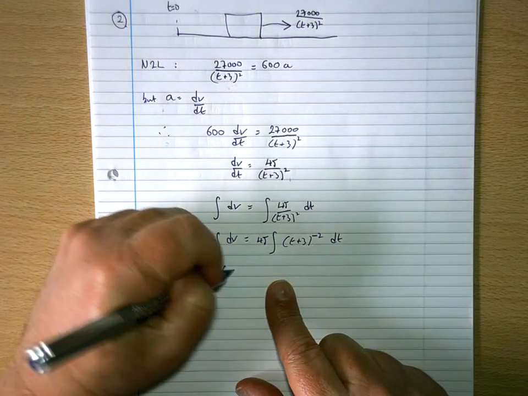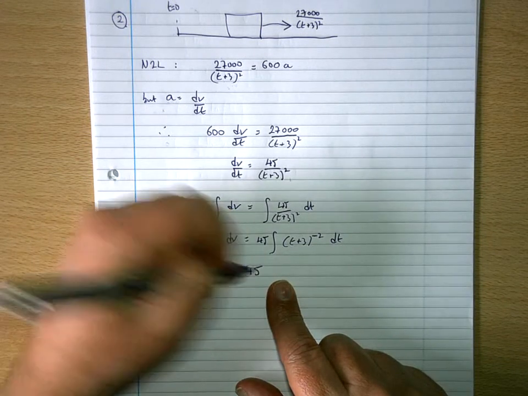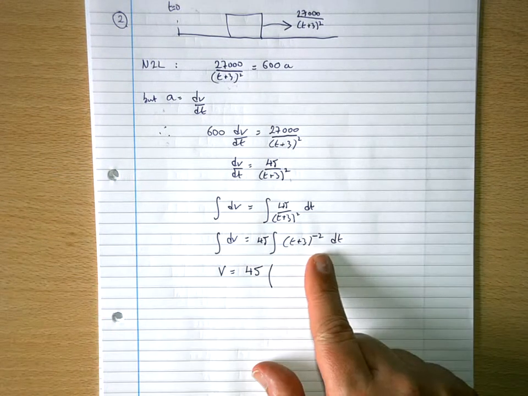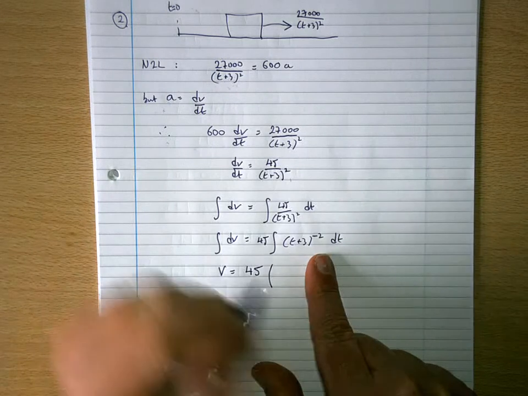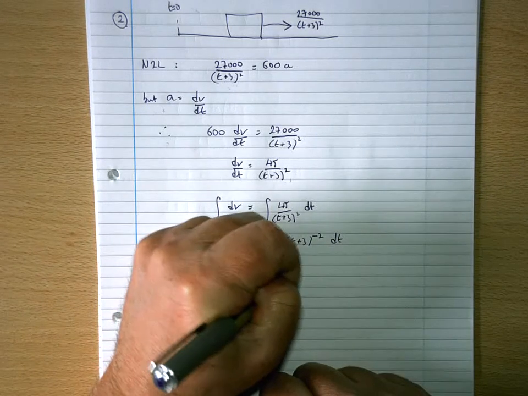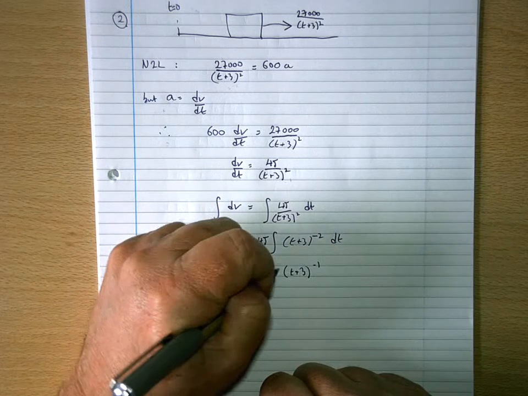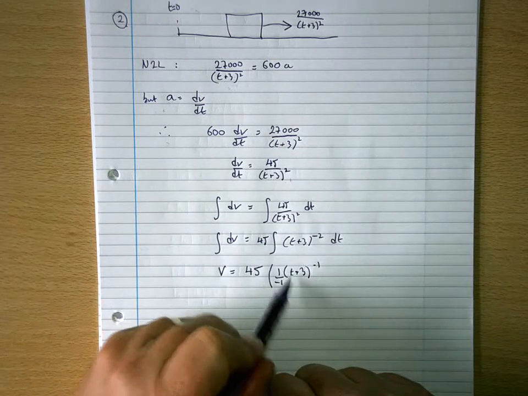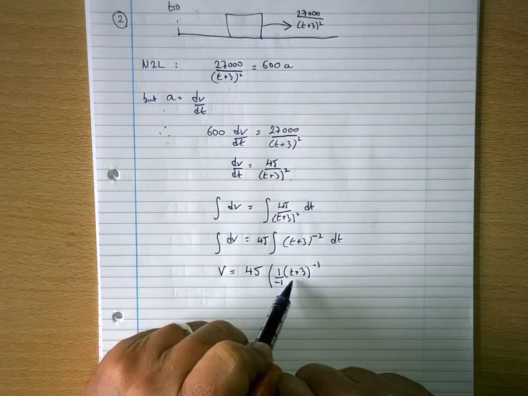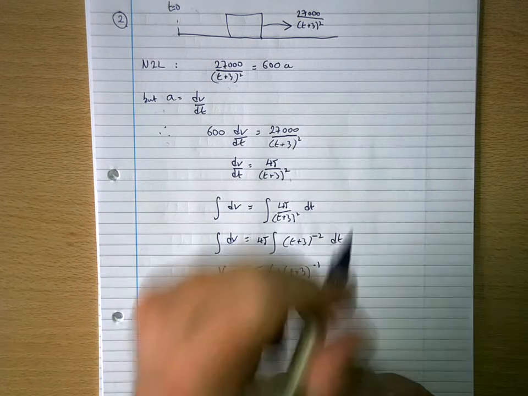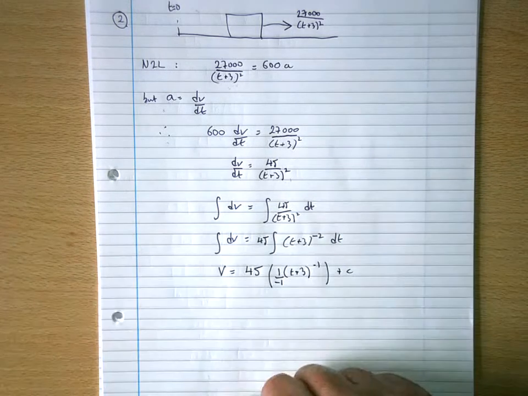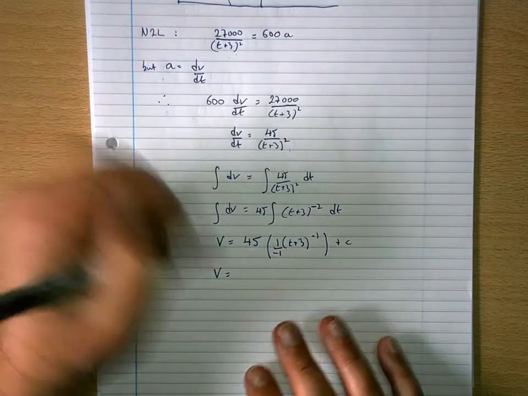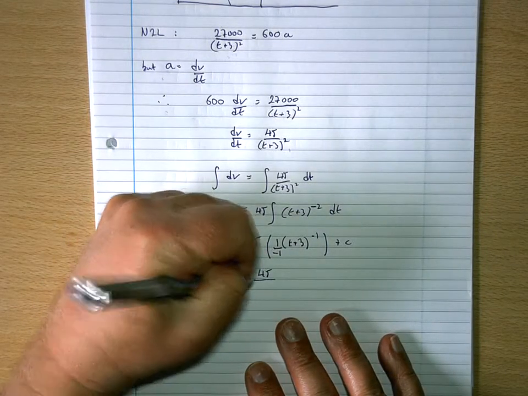This side I'm going to have v, this side I'm going to have 45, and I'll just leave that there for a moment. I'm going to add 1 to the power, so it'll be minus 1. So it'll be (t+3) to the minus 1 over minus 1, and then I'd have to multiply that by the differential of the inside, which is just 1, so that's straightforward, plus c.